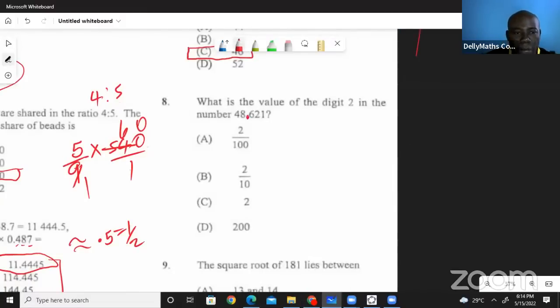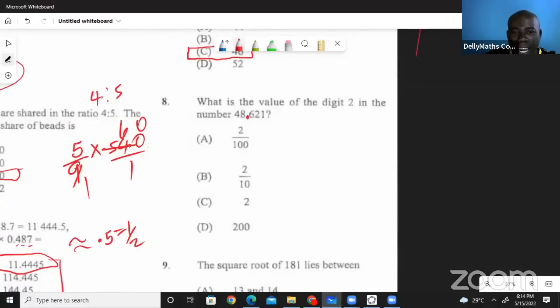48.621. There it is. There's a decimal point right there. So 48.621. What is the value of the digit 2? Let me see if people are going to get that right. I'm seeing some answers coming out. I'm seeing a lot of A's. I like the A's. Yes, Elisco. I'm seeing your A coming out there.